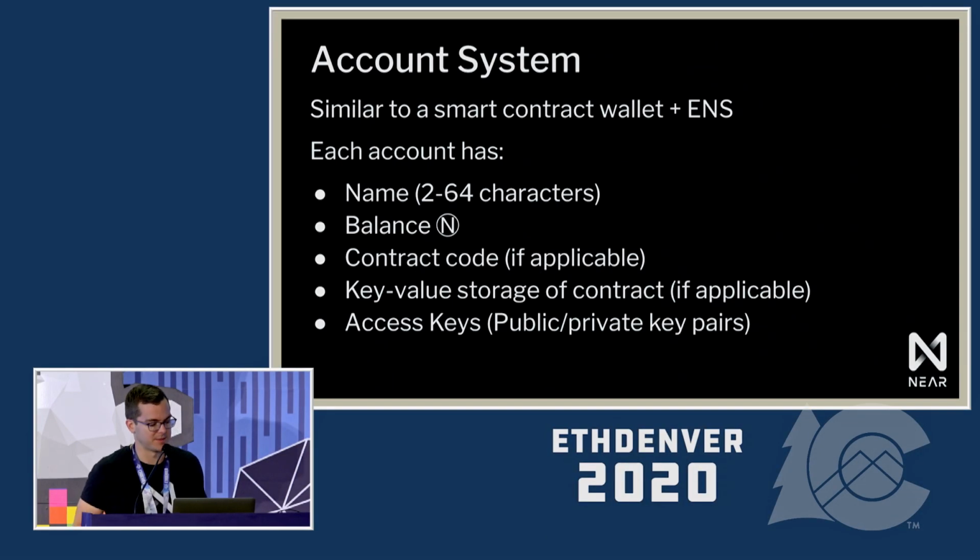So one of the first concepts, we have a somewhat unique account system. Conceptually, at least, this account system is basically like a smart contract wallet or like the Ethereum Name Service. The way it works, each account has a human readable name, so that's like 2 to 64 characters. It's going to have a balance in Near. It can have contract code or not, and if it does have contract code, it's going to have key value storage for this contract. And then probably the concept that you guys are most familiar with, each account is going to have access keys, and these are actually public key, private key pairs.